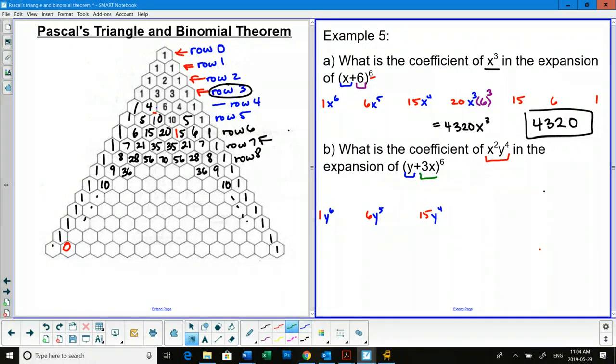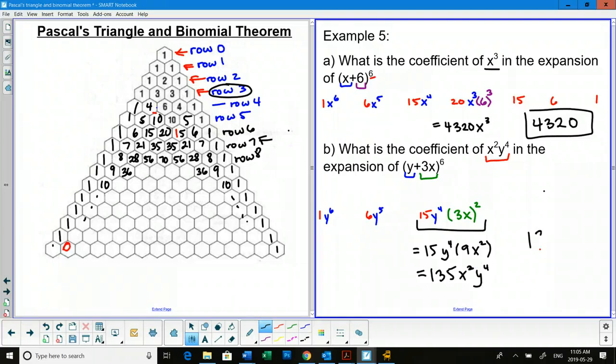And I know that my 3x will have what exponent on it if I know that y has an exponent 4? 2, because they have to add to 6. Okay, so we're just going to simplify. I'm interested in the coefficient that results from this. So this is times 9x squared, and then I just want to do 15 times 9 to get the coefficient value there. So I think we get, correct me if I'm wrong, is it 135? Pretty sure that's right. And then usually we'll just write the variables in alphabetical order. So my answer to this question is 135.